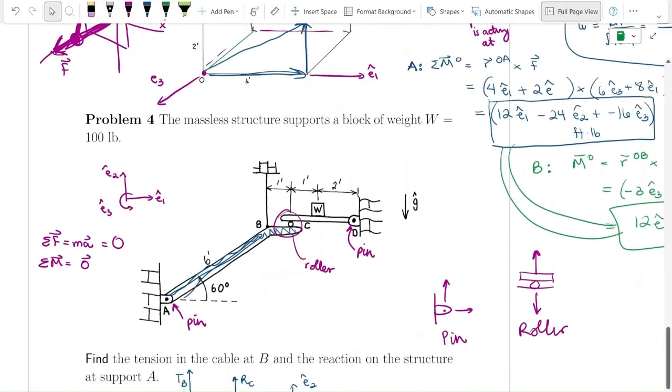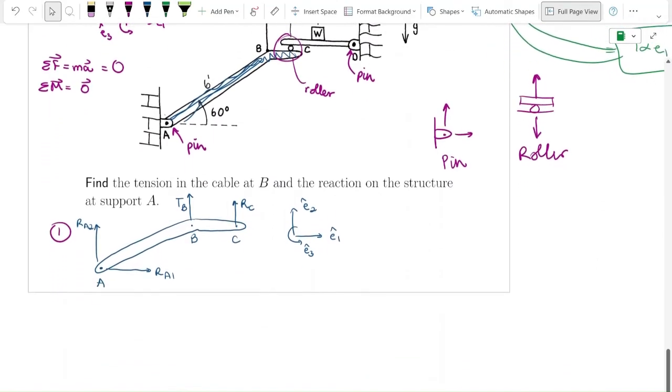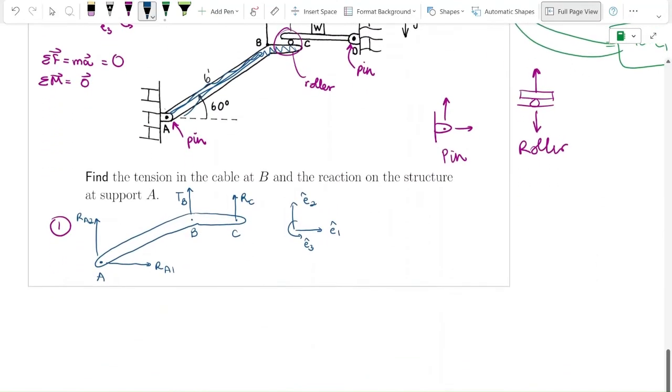And I think it says this is a massless structure, so we don't consider the weight of the actual stick thing, ABC. Some other things to note, this is at a 60-degree angle. So we have 60 degrees. The distance from A to B is 6 feet, as given here.